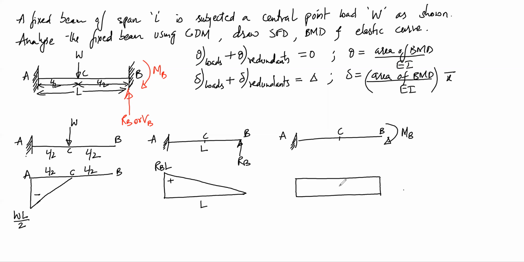So this is negative, and this will be MB, this will be MB, and the span is L. So these are my bending moment diagrams for the beams due to loading and beams due to redundants. So now the centroidal distance has to be taken from the centroid till the redundants for each case. So these will be the distances x bar, right?